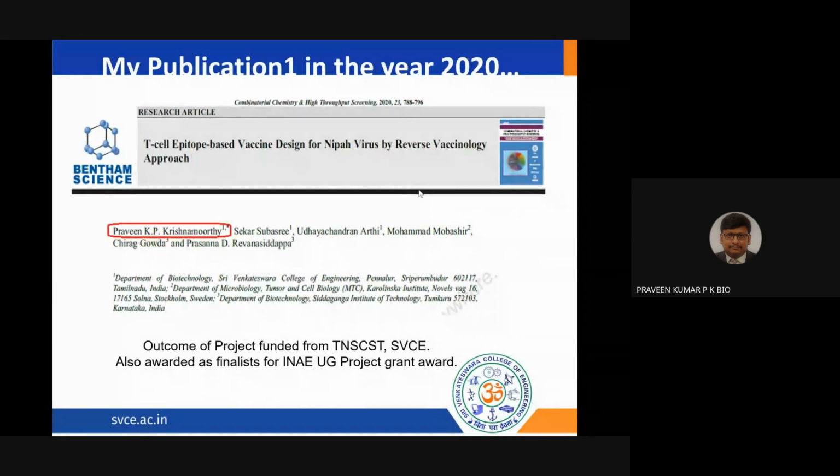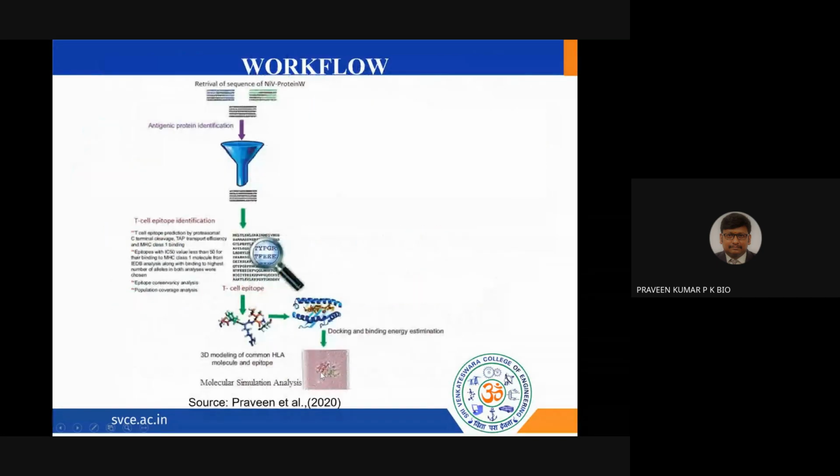Of course, this was an outcome of a funded project, but it was also awarded as one of the best projects during the national project grant. And if you see the workflow of the Nipah virus protein, when I started the research, I found most of the structural and non-structural proteins were already worked on by many scientists in the world. The only protein they didn't touch is protein W. So I took this protein for my research.